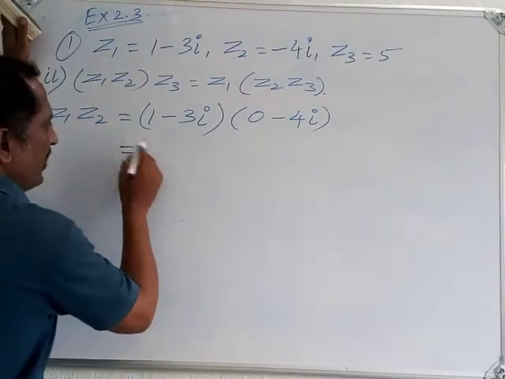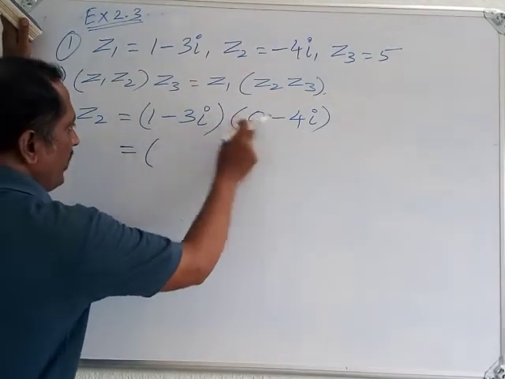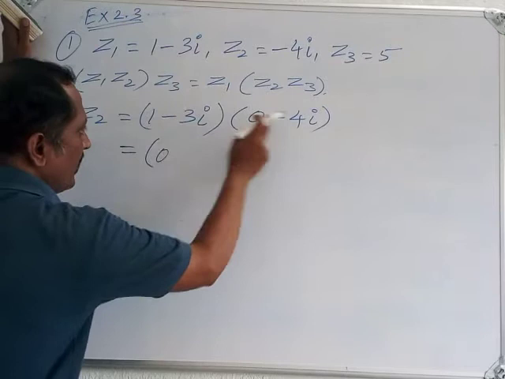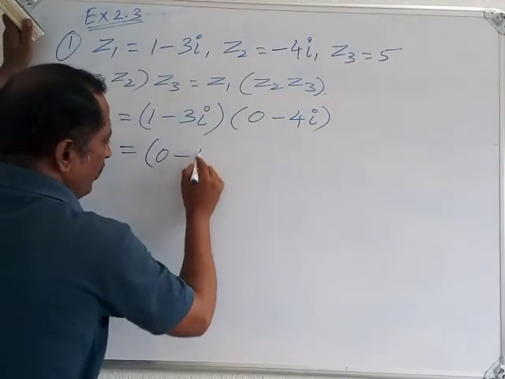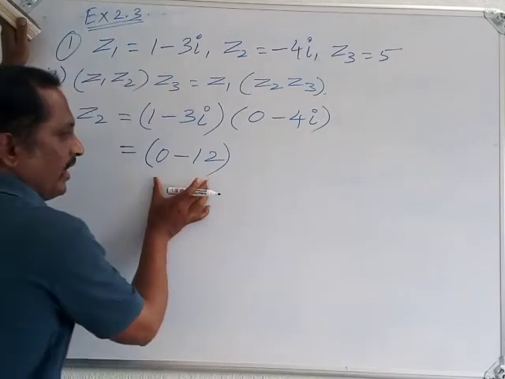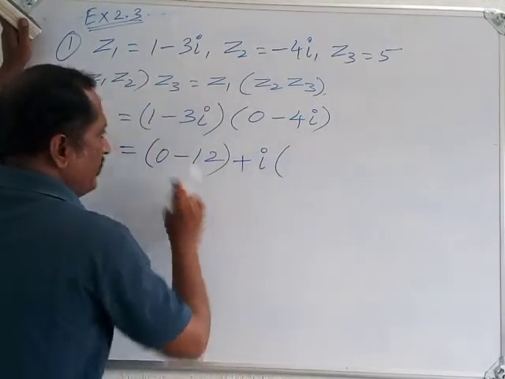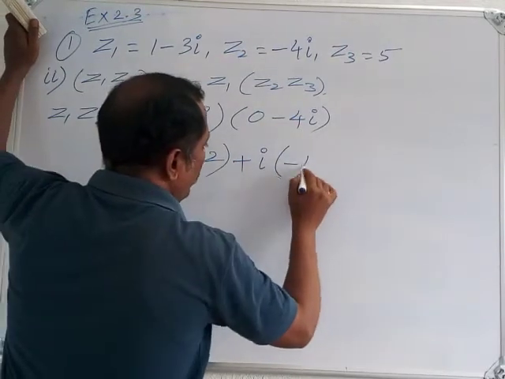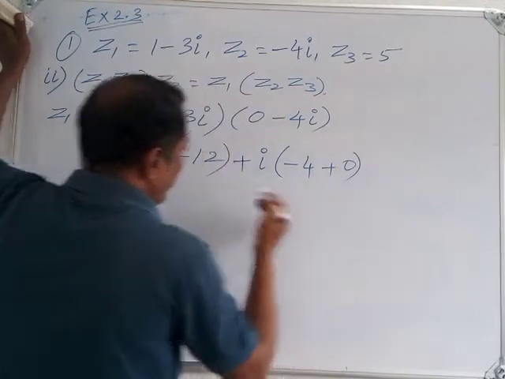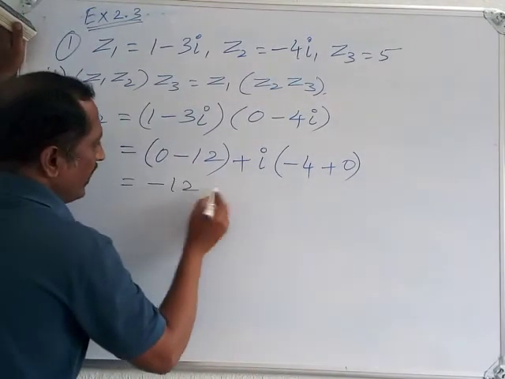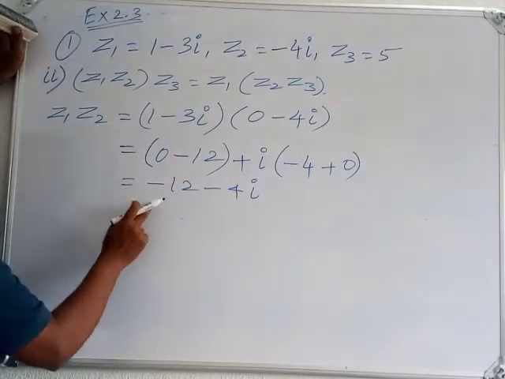How to multiply these two? Easily. Real into real, 1 into 0, 0. Both are the same sign, minus. Imaginary into imaginary, 4 3s are 12. Real part over. Plus i into imaginary part: 1 into minus 4, minus 3 into 0, 0, over. So this is equal to minus 12 minus 4i. This is the z1 into z2 value.